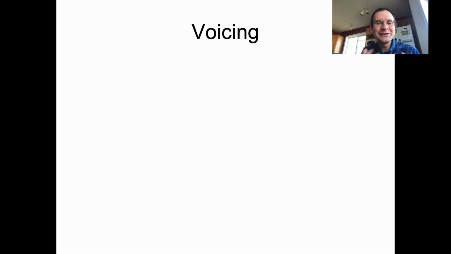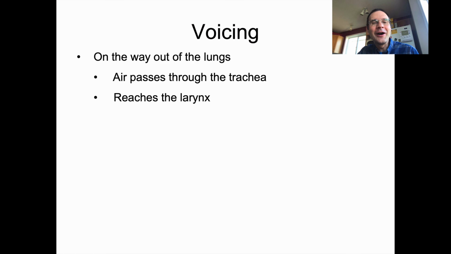Our first feature, our first dimension of articulation for consonants, is voicing. Okay, so what happens with voicing? Air gets pushed out of your lungs and it will pass through your trachea, which again is down here at the bottom of your throat. Normally you can feel this. There are a few rings of cartilage here, which you can feel with your finger if you so desire.